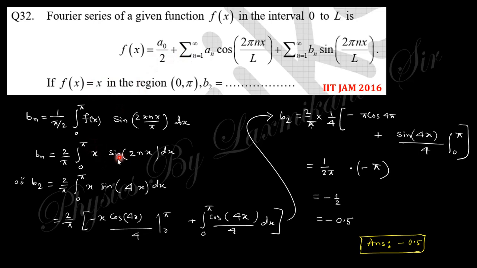The function will be x, and the limit will be 0 to pi, and this is 2 by pi, because this total interval is 0 to pi, so this half interval, that is pi by 2, right? So just taking this integration, you can easily find out this is minus 0.5. Okay, I think you can do this integration very well.